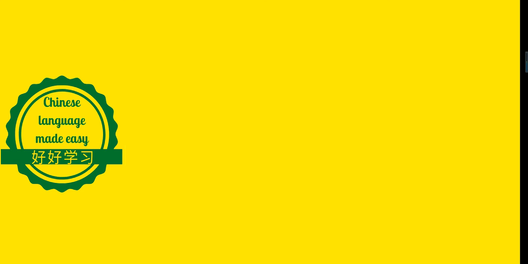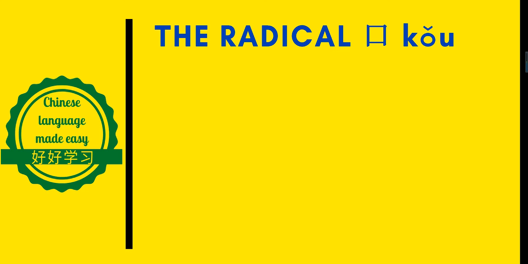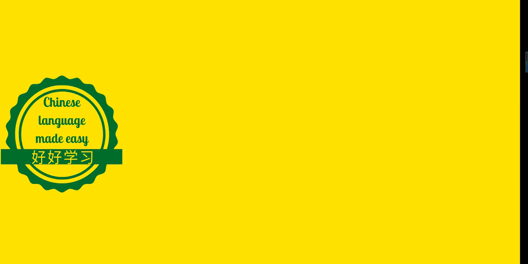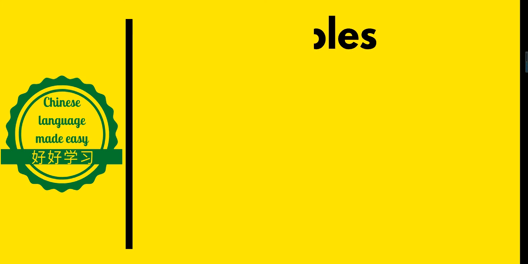Okay, now let's consider some other radical signs. This radical sign is used for mouth, kou, and mostly you will see this radical in Chinese characters related to mouth. It has a connection with the mouth, and we will see this in the examples coming after this.